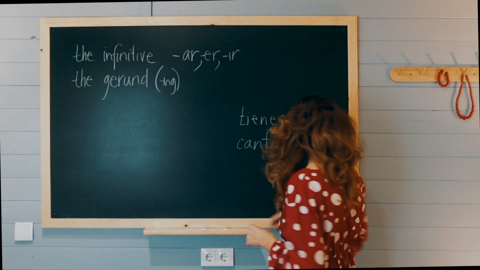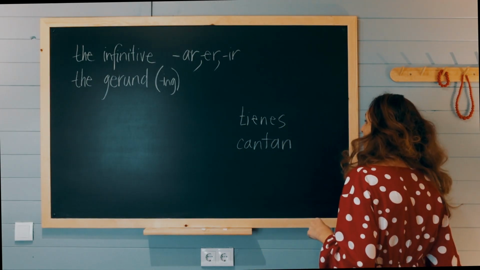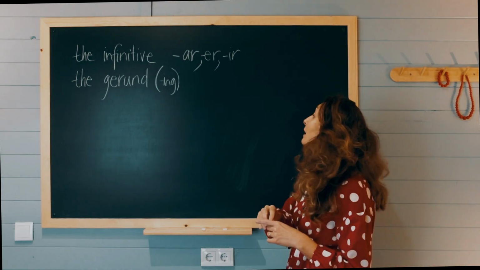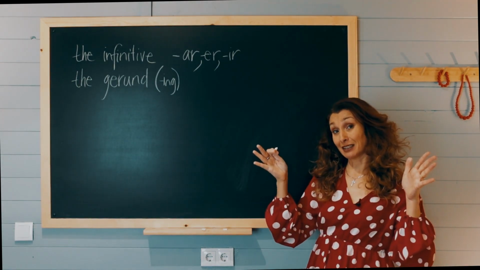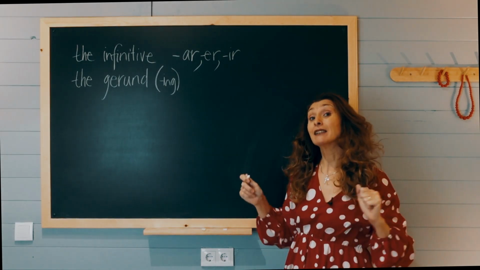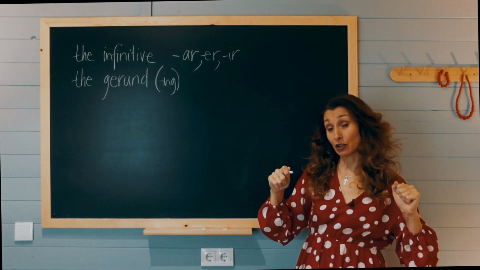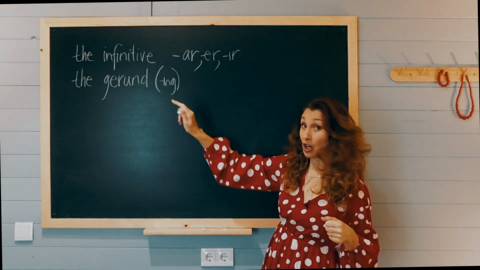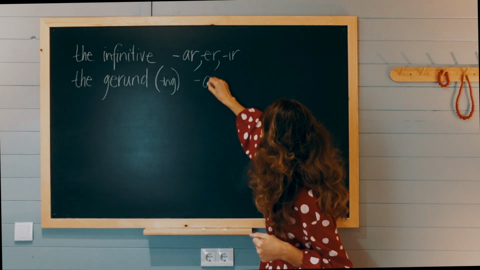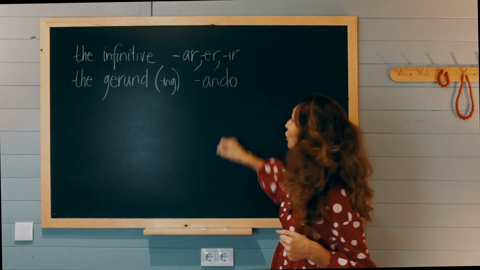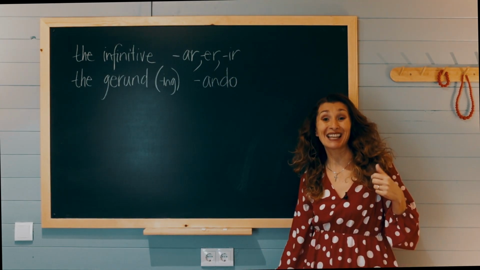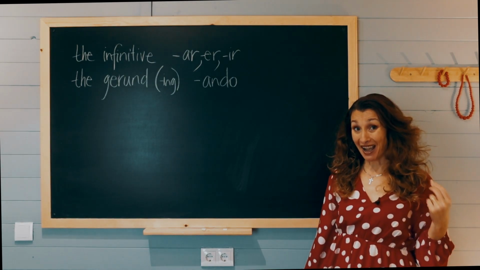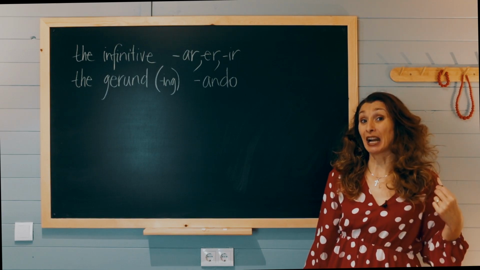So the endings for the gerund, for the Spanish verbs, again, we have to keep in mind that the Spanish verbs are divided in three groups. The first conjugations are those that end in ar, and their ending, gerund ending, is ando. Okay, so if the verb is trabajar, the gerund of trabajar will be trabajando.